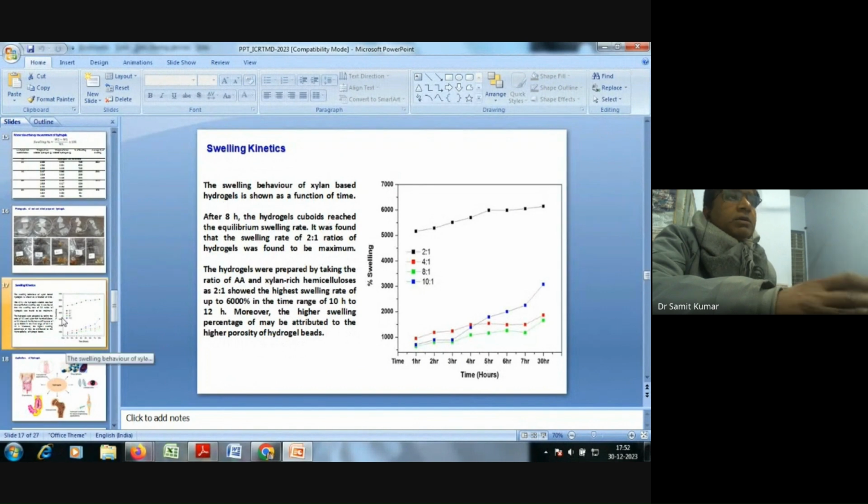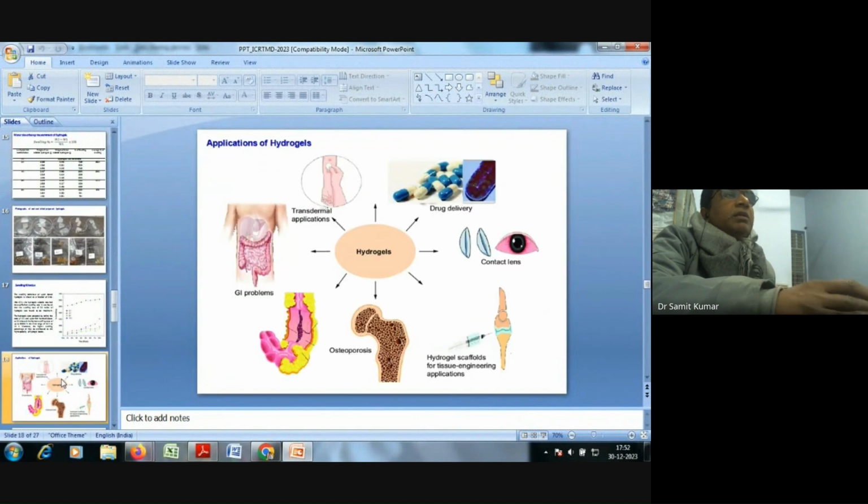This is the swelling kinetics, and it is the application part of hydrogels. Hydrogels are used for different purposes like drug delivery systems, contact lenses, hydrogel scaffolds, osteoporosis, gastrointestinal problems, and transdermal applications.